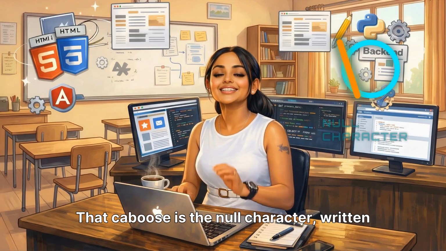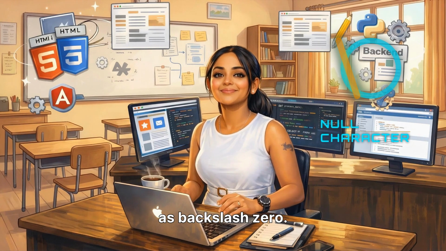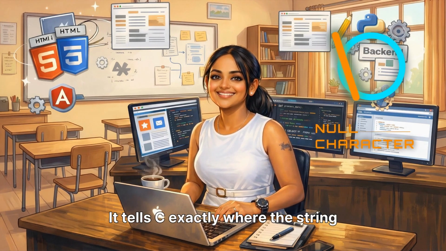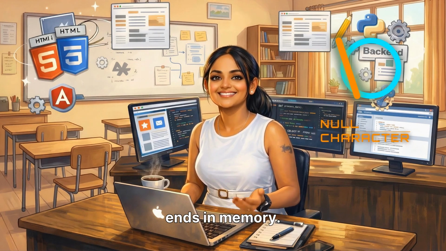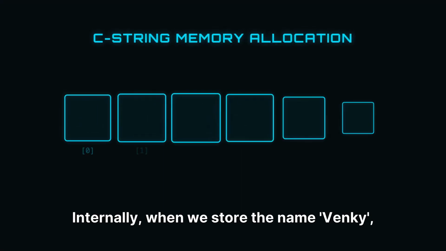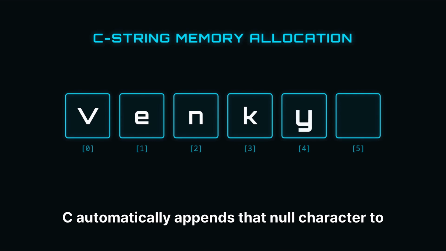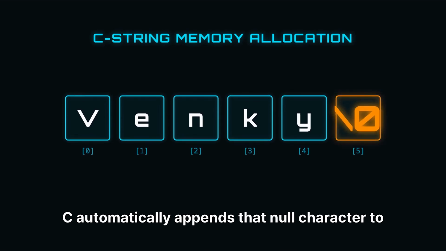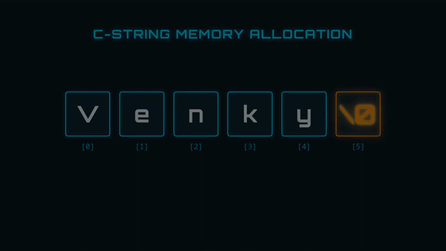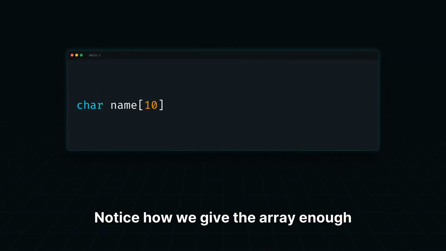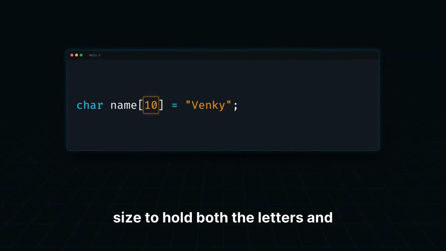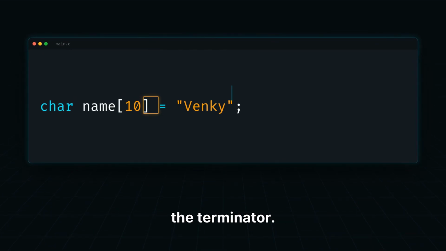That caboose is the null character, written as \0. It tells C exactly where the string ends in memory. Internally, when we store the name Venki, C automatically appends that null character to the very next index. You can define it like this. Notice how we give the array enough size to hold both the letters and the terminator.